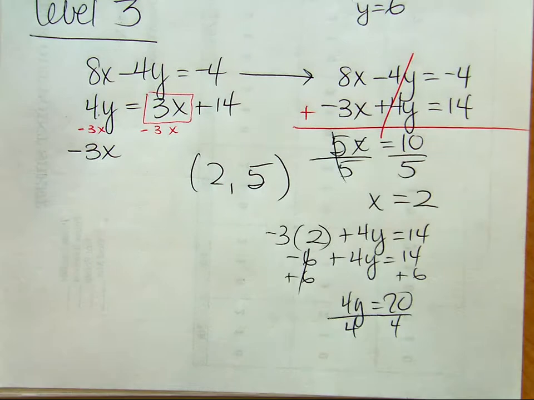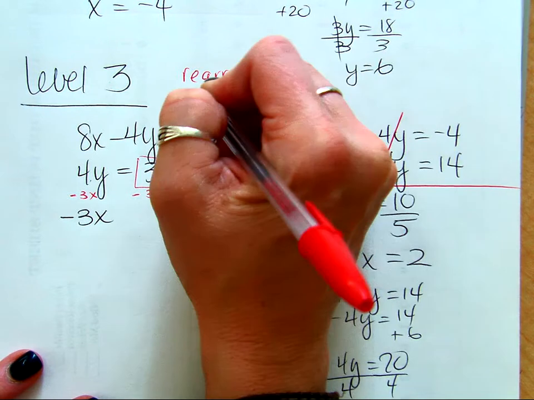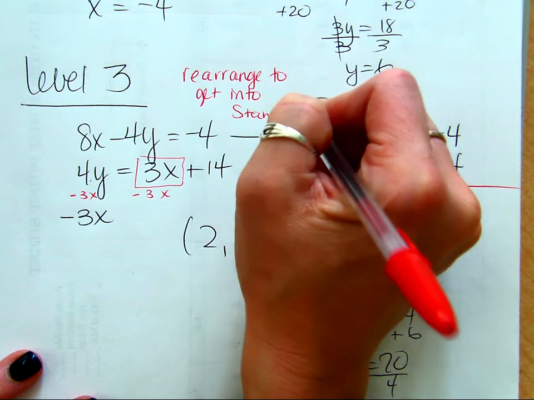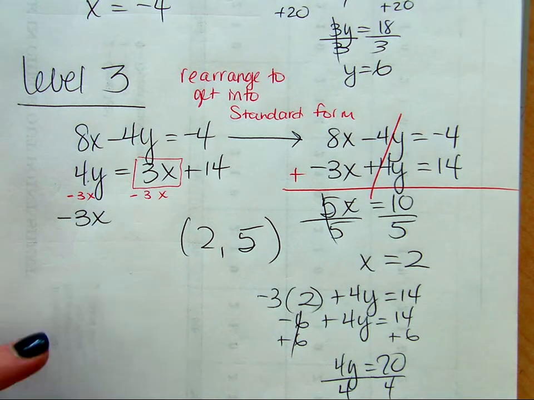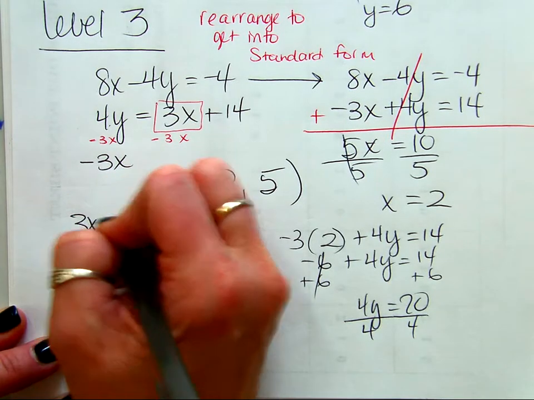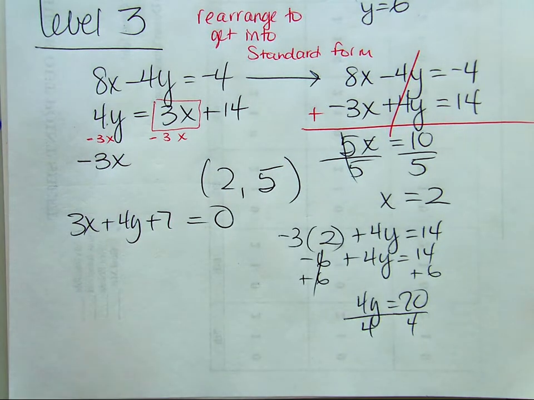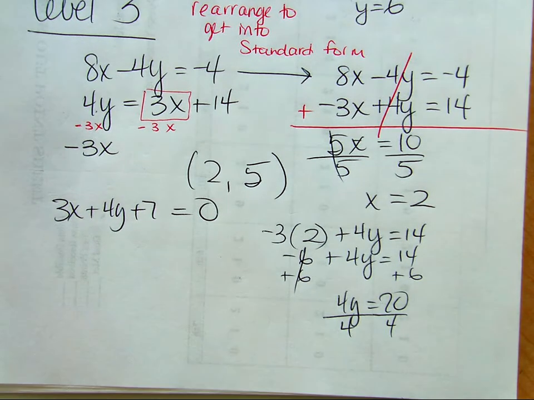Okay, level 3, we okay with it? So you just have to get it in standard form. So we're going to say level 3 means rearrange to get into standard form. And it might be both that are out of standard form. It might be one where you have everything over here, a 3x, a 4y, a plus 7, and then an equals 0. Well, what's the only thing out of place? The 7. So subtract it from both sides, and then you'll have a negative 7 on the other side. Are we good with level 3? We've got 2 more levels to go.